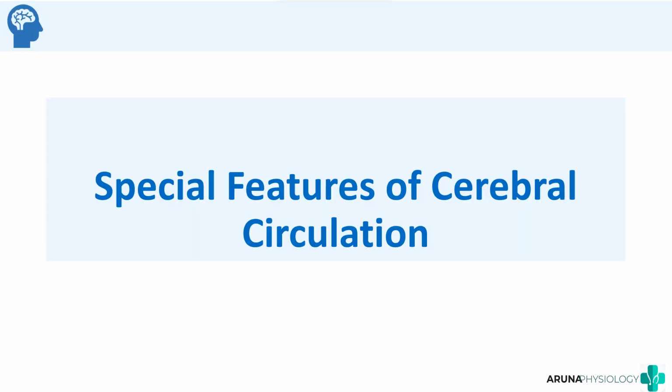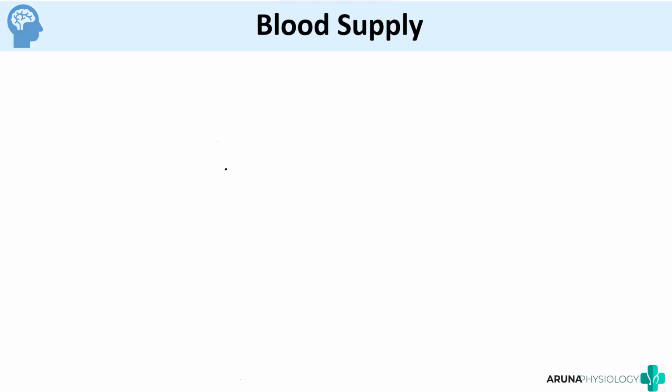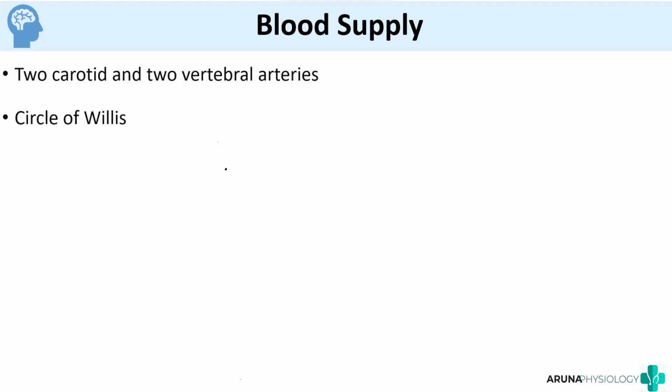First, we'll see about the special features of cerebral circulation. When such a question is asked, we first have to write about the basic blood supply of the brain, right? What is the cerebral circulation? We know that the basic arterial supply of the brain is mainly via the two carotid and the two vertebral arteries, which in turn form a circle of Willis.